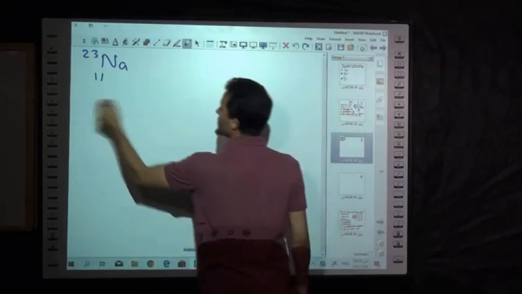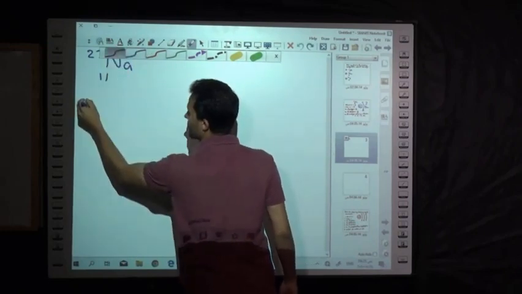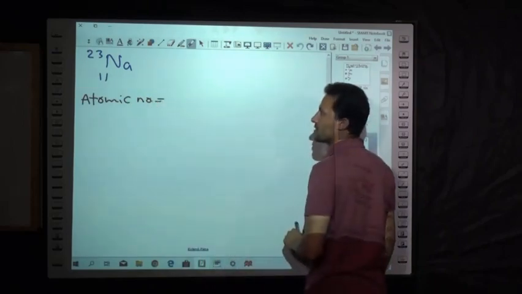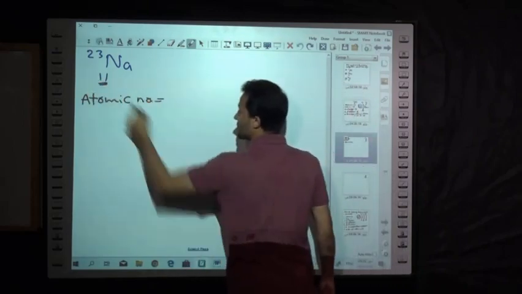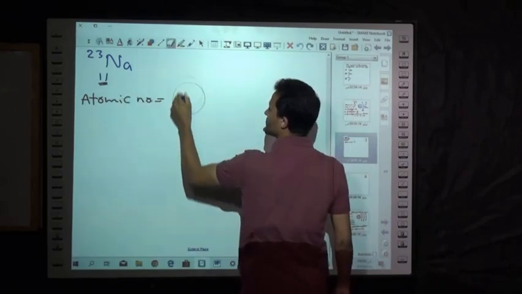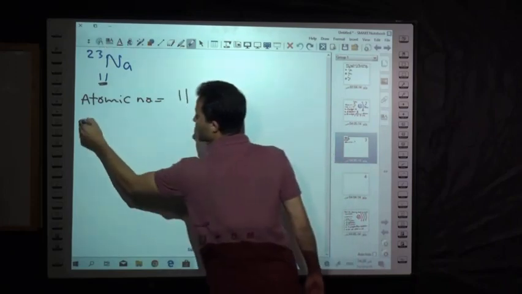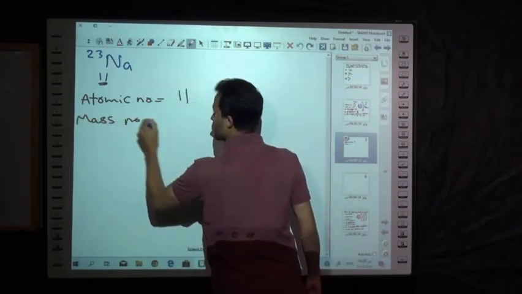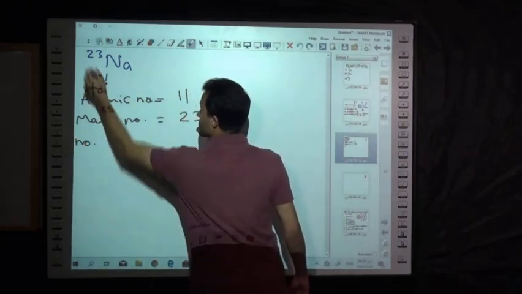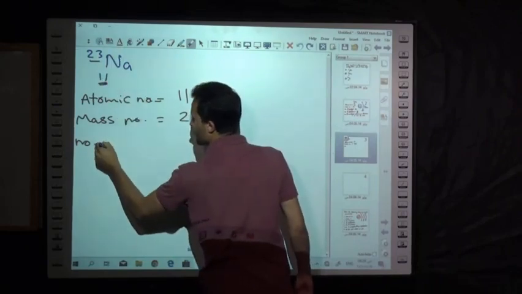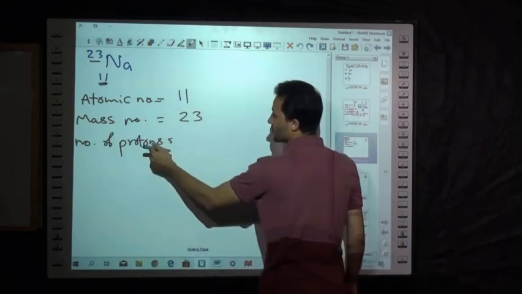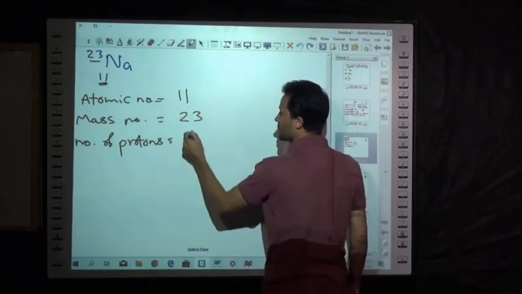Sodium, 11, 23. Atomic number: we said that the atomic number is written at the lower part, so the atomic number equals 11. Number 2, mass number equals 23, written at the upper part. Number of protons is the same, atomic number, equals 11.